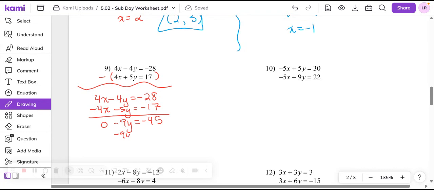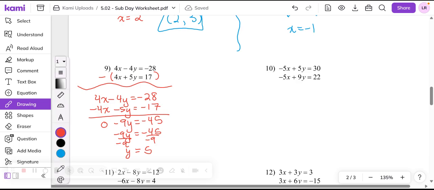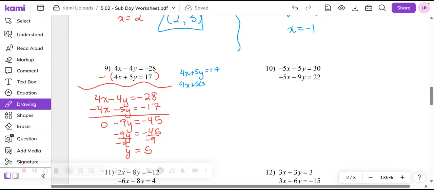So I have negative 9y equals negative 45, and I solve the equation. So y is going to be positive 5. Let's plug it back in. I'm going to choose to use the bottom equation, the 4x plus 5y equals 17. I know the answer for y is 5, so I make sure I put that 5 where the y is. And now I solve. So I have 4x, 5 times 5 is 25, equals 17, and there's my equation.